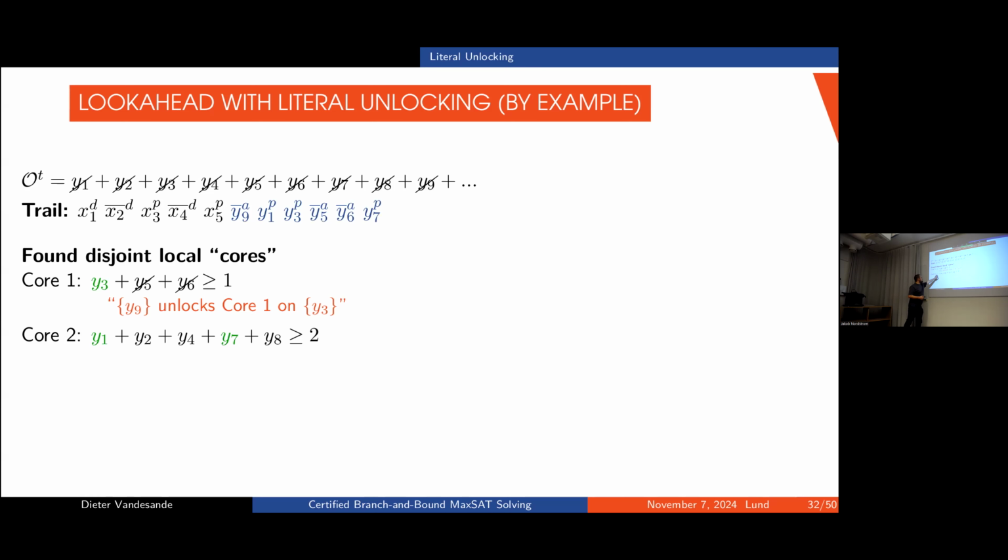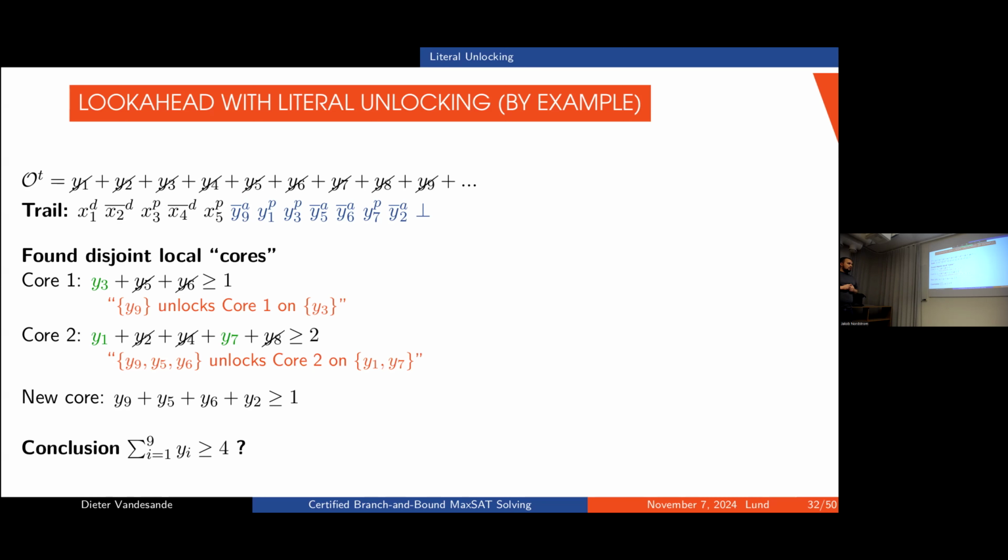But now this constraint is satisfied as well. So again, we can do the same. We can say that y9, y5, and y6 unlock my second core on y1 and y7. And the same thing happens. I can now start using y2, y4 and y8 and assume them false in my search for a new core. So whenever I now assume y2 to be false, I get a new core, namely this one: y9, y5, y6, and y2 cannot be true at the same time, given the current partial assignment, which we ignore for this moment.